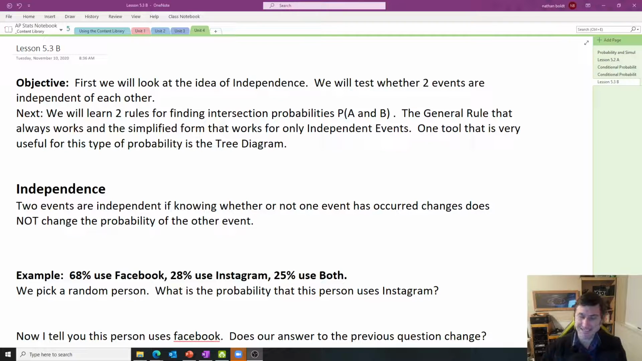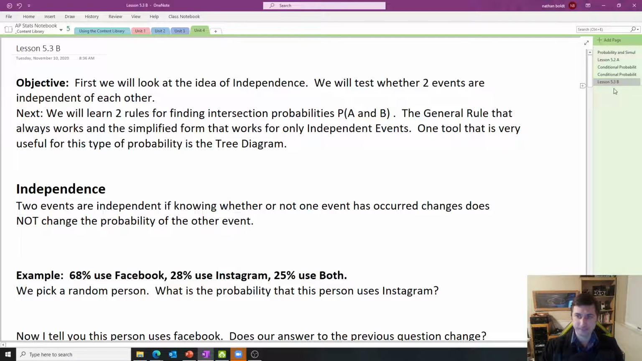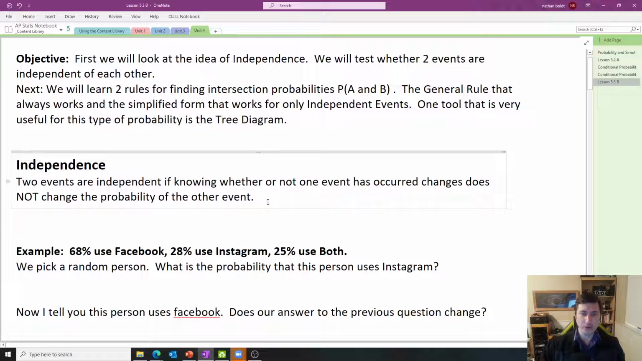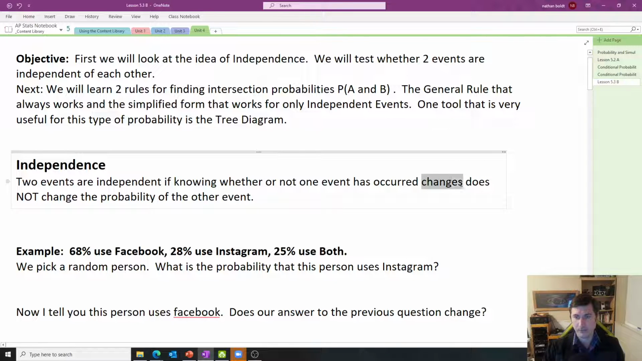So first off, independence. What is it? Independent events is where knowing if one event has occurred or not does not change the probability of the other event occurring. All right, so two events are independent if knowing whether or not one event has occurred does not change the probability of the other event occurring.